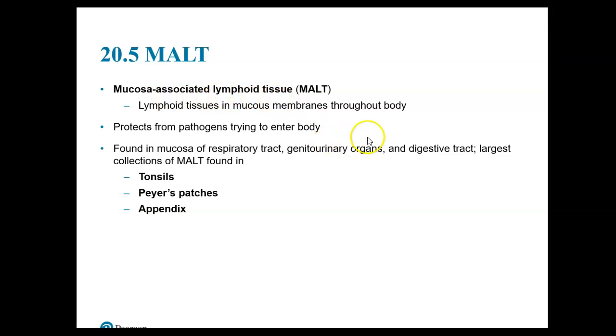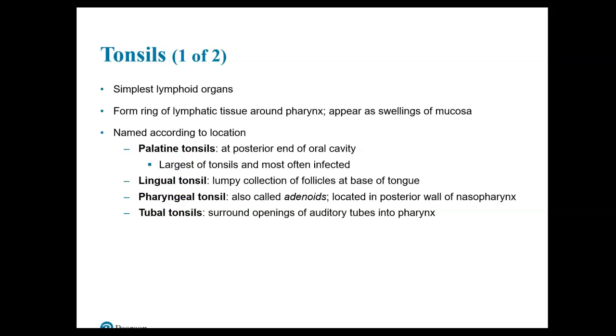Okay, I said I would talk to you a little bit about MALT, mucosa-associated lymphoid tissue, which is located in mucous membranes throughout the body. It's just lymphoid tissues that protect us from pathogens. So there's going to be MALT in the respiratory tract. They are called tonsils. The MALT in the intestines are called Peyer's patches. And then there's the appendix, which is also in the intestines, but it's different. It is attached to the cecum of the large intestines. The Peyer's patches are like patches that are scattered throughout the intestines. But these are all collections of lymphoid tissues.